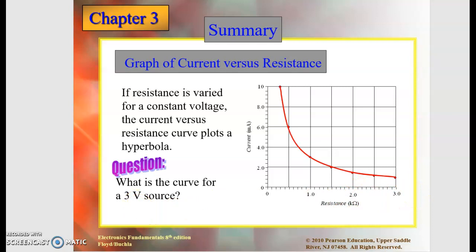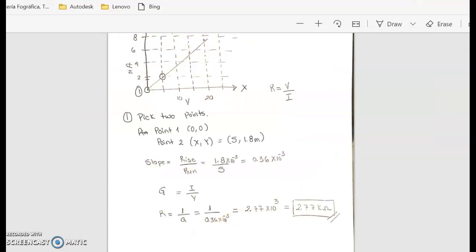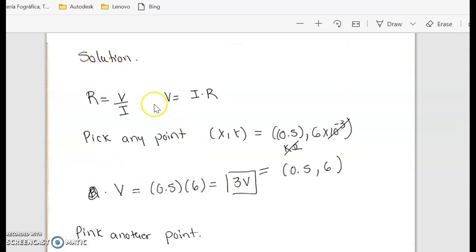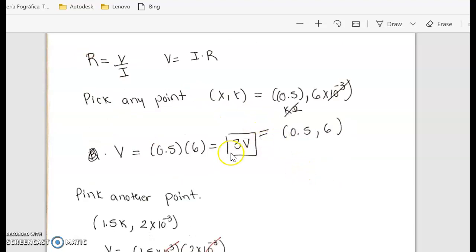So how do we find that? Once this graph is generated, let's say I don't know what the voltage is, I just keep modifying the resistance. In order to do that, we go here. We know the definition of resistance is voltage over current, and so voltage is equal to current times resistance. So I can pick any two values, and any of the two values that I pick have to give me the constant voltage that I have kept during my testing points.